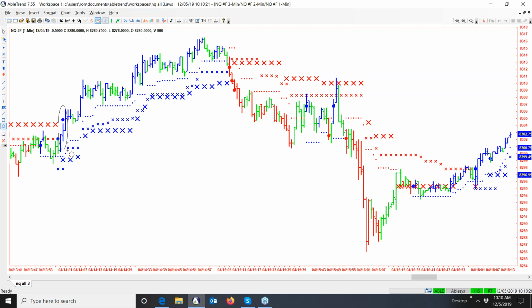This is a 1 minute chart. The price bars are every 1 minute. But we've also added a 2 minute and a 3 minute. That's the difference with AbleTrend versus other indicators.